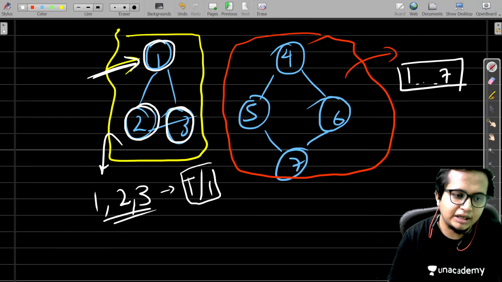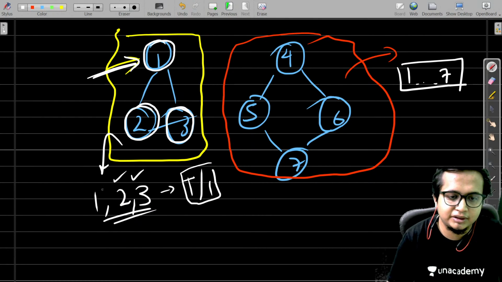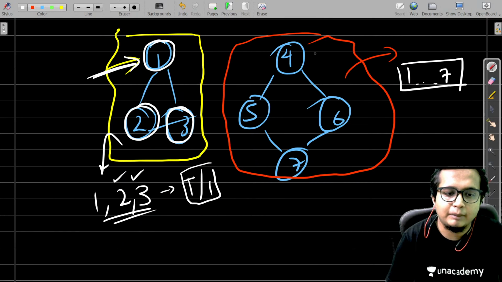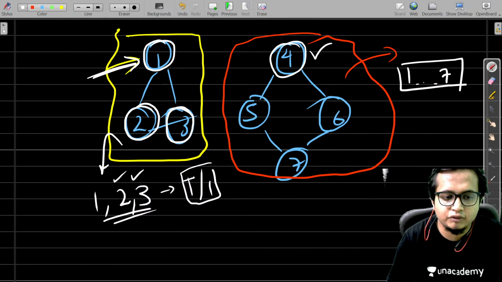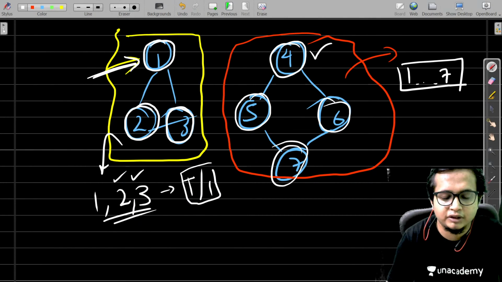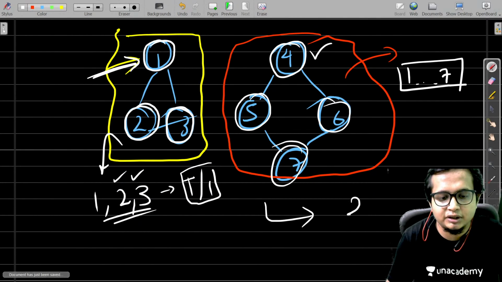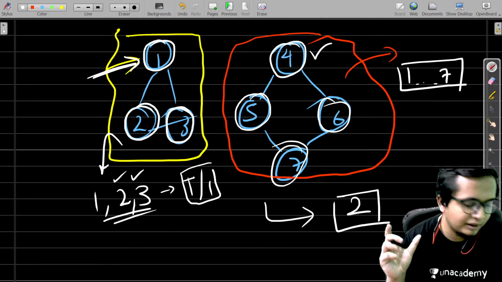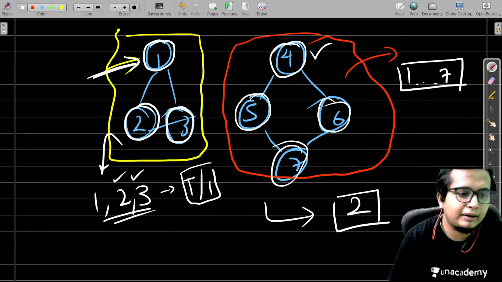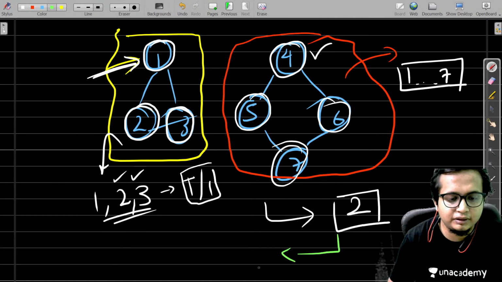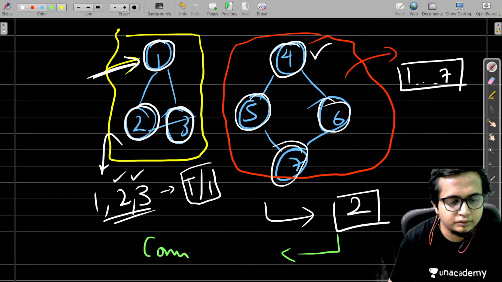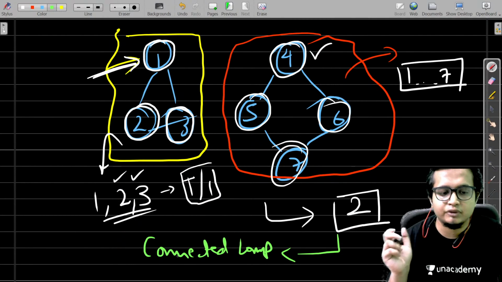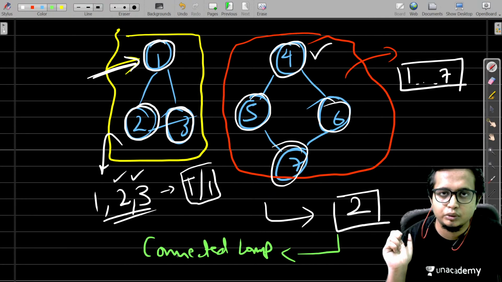When we start for 1, then 2 and 3 are marked visited, so we don't do the DFS for them, but we do the DFS for 4. When we do the DFS for 4, then 4, 5, 6, and 7, all of these nodes are visited. So here DFS is done 2 times. Is this clear to everyone? And this is actually called connected components. If someone asks you the number of connected components, it is equal to 2. That is how many times you call the DFS to traverse the entire graph.